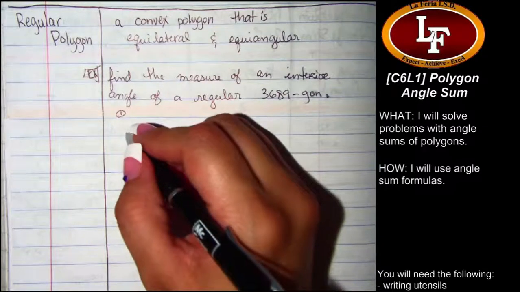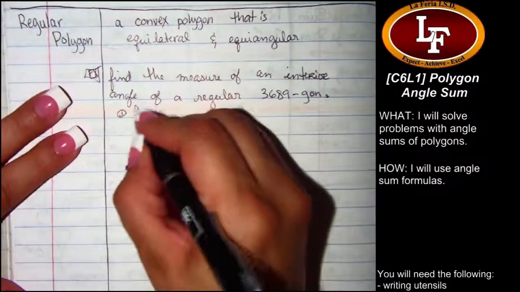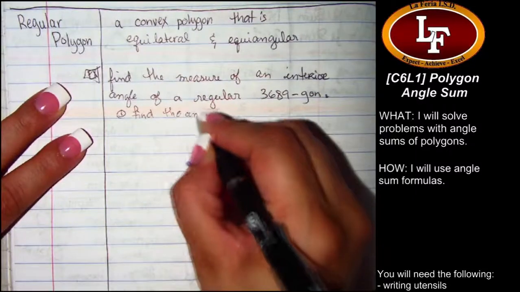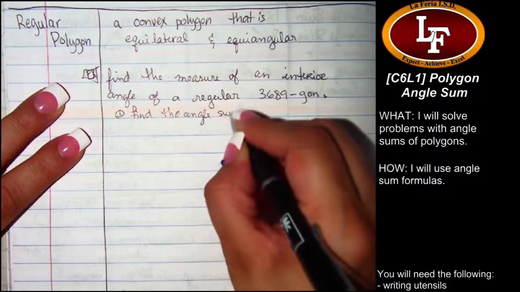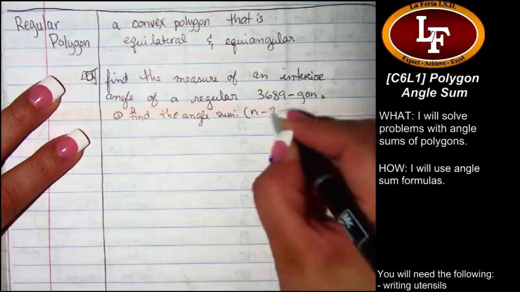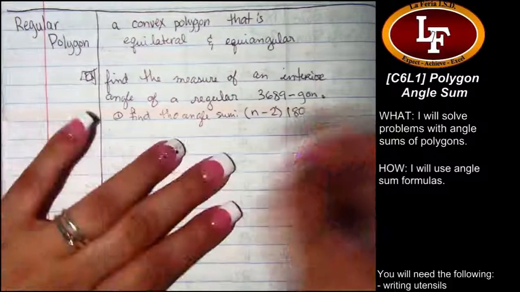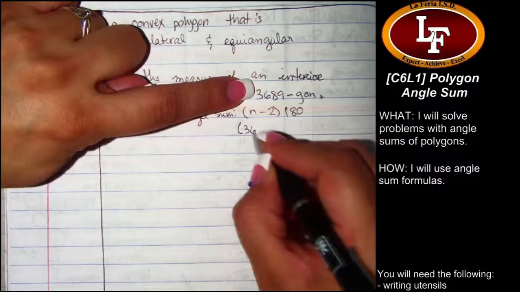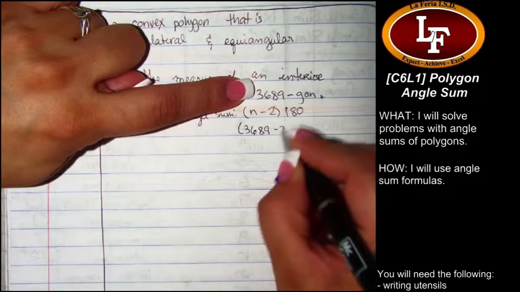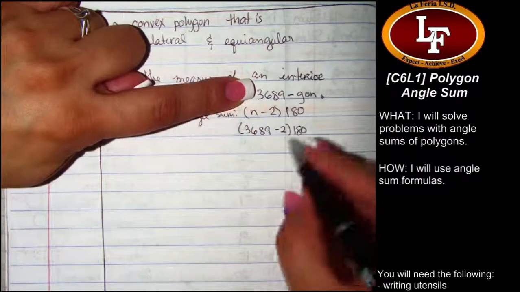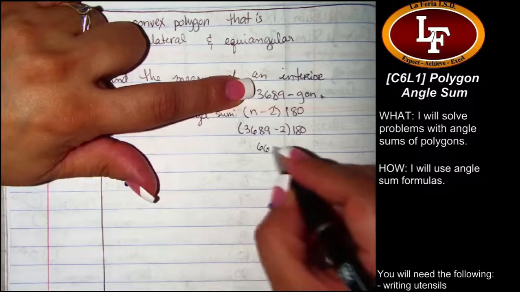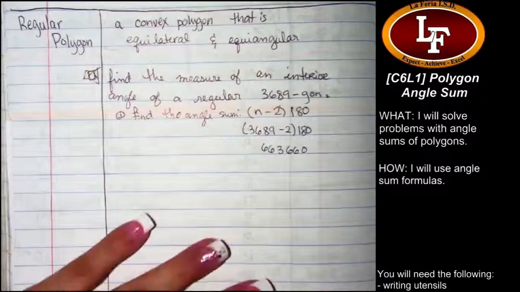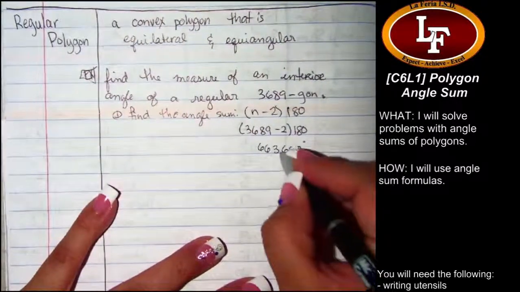It's as easy as 2 steps. You ready? Step number 1, find the angle sum. We have a formula for it, don't we? So let's fill that in. What is the value of n? 3,689. All right, plug it into our calculator. 663,660 degrees. And I have a comma in here somewhere.